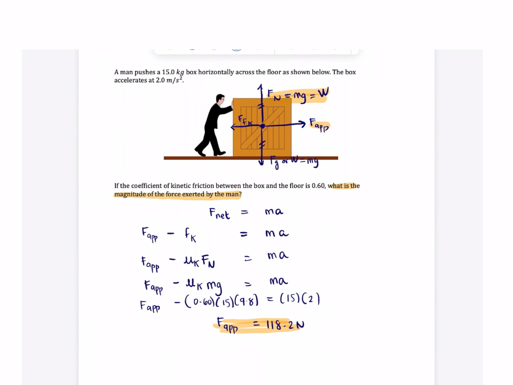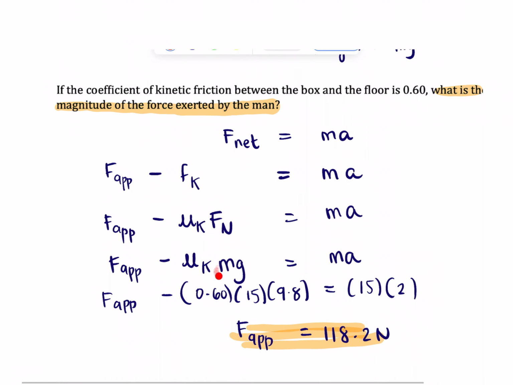So once again, in solving problems like this, the first thing that we need to do is to draw the free body diagram so that we would be able to know what are the forces on the axis that would allow us to expand our F net. The forces in the F net would just be the forces along the axis where the object is moving. And our friction is equal to mu times the normal force, or the coefficient of friction times the normal force. If the object is on a flat surface, the normal force is just equal to the weight of the object, mg.